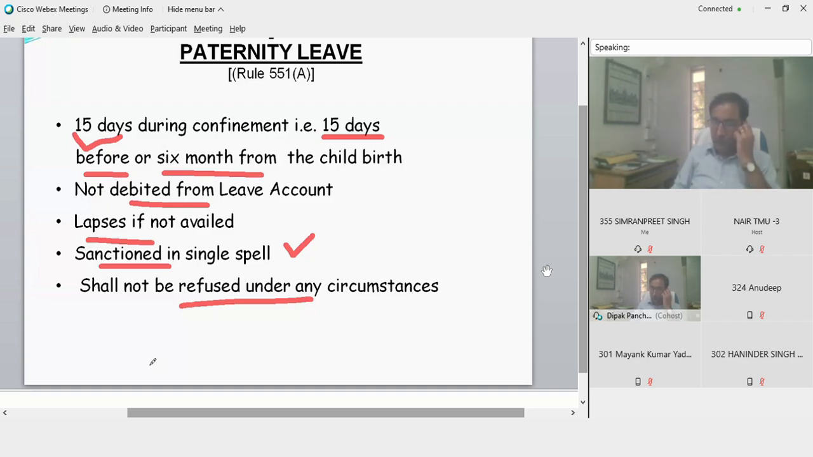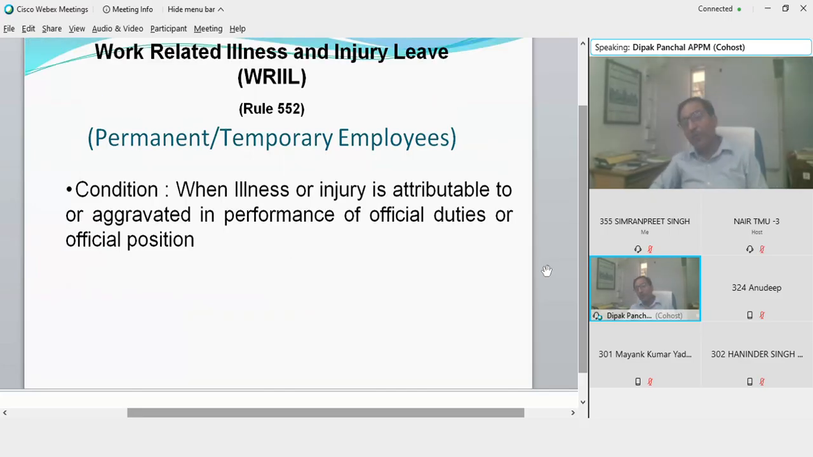Now, work-related illness or injury leave. Earlier there was provision of IOD leave and special disability leave. IOD means hospital leave, injured on duty, the popular name. The real name is hospital leave. So, hospital leave and special disability leave have been abolished. Instead, work-related illness and injury leave has been introduced since April 19, 2019. So, this is the latest amendment in the leave rules.